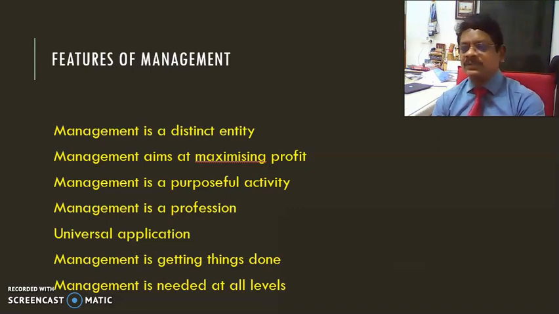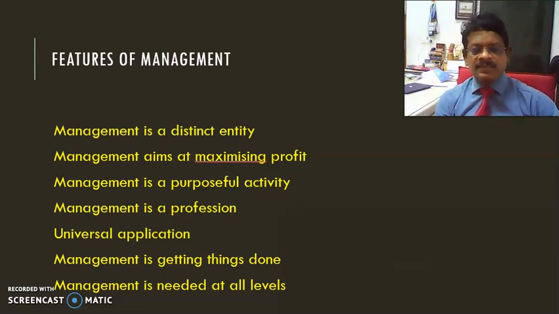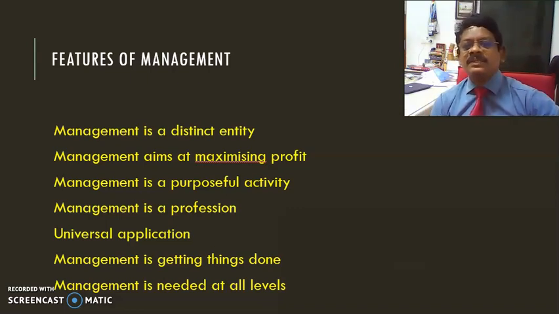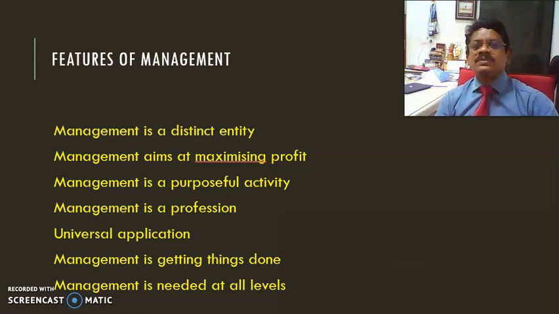Management is getting things done. In the sense that when the work is there, the work can be achieved in such a way that every activity has its own method and mechanism. The best way of handling and the best way of completing the task is learned in management. So management is needed at all levels of the organization as well as even for the individual.